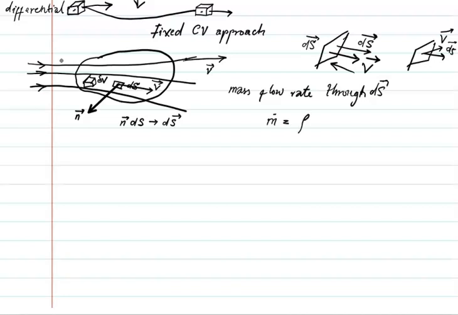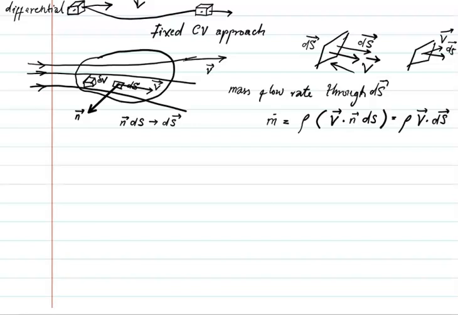can be seen to be m dot equals what? Rho times the dot product, where rho is the density. So m dot equals rho v dot n ds, or as I'll write it, rho v dot ds. This accounts for inflow and outflow from the control volume for that small patch ds.